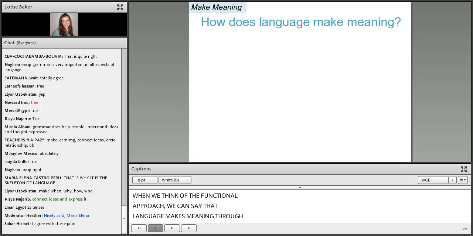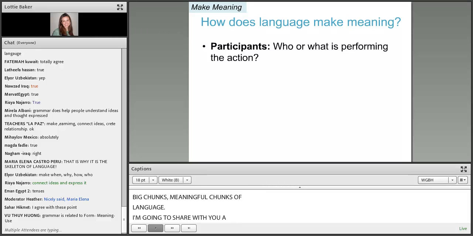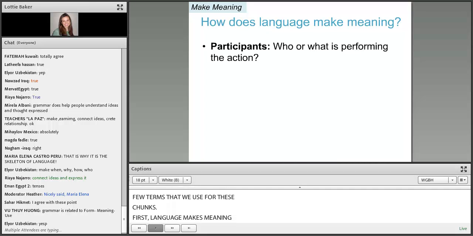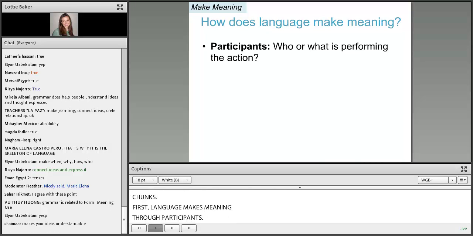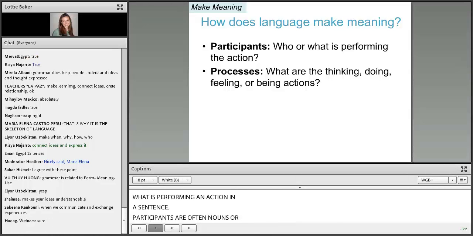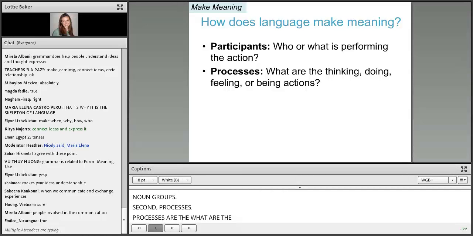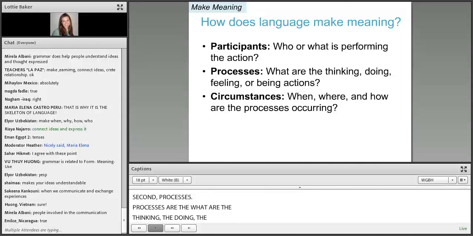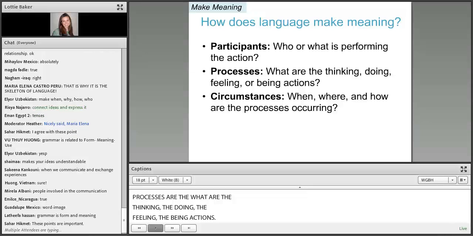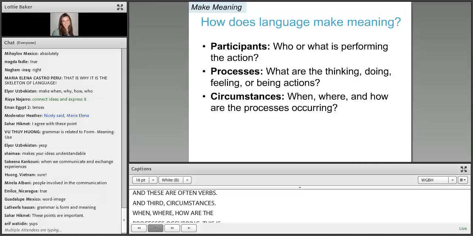I'm going to share with you a few terms that we use for these chunks. First, language makes meaning through participants, and participants are the who or the what is performing an action in a sentence. Participants are often nouns or noun groups. Second, processes. And processes are the what: the thinking, the doing, the feeling, or the being actions. And these are often verbs. And third, circumstances. When, where, how are the processes occurring? And this is often seen in prepositional phrases.